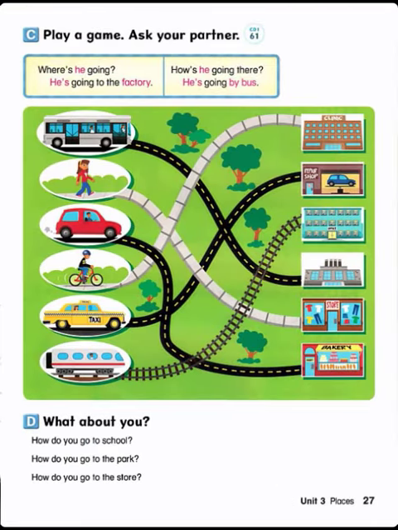Page 27. C. Play a game. Ask your partner. Where's he going? He's going to the factory. How is he going there? He's going by bus.